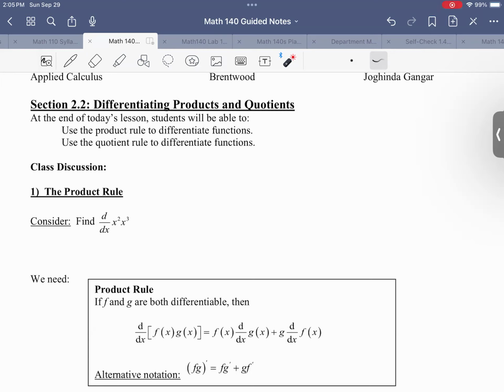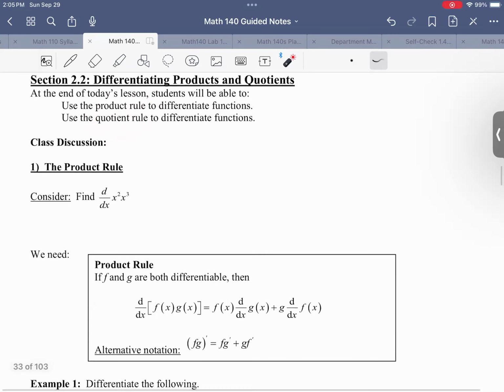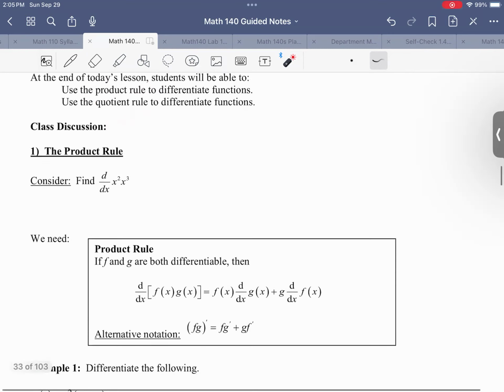At the end of today's lesson, we will be able to use a product rule to differentiate functions and use a quotient rule to differentiate functions. In this section, we're going to be learning two new tools to differentiate functions. So let's look at this quick warm up here.